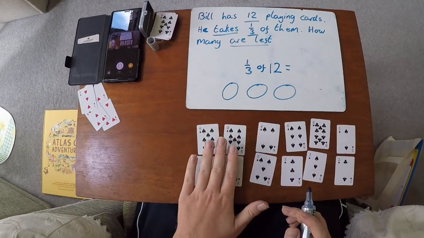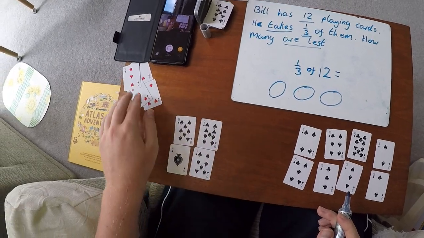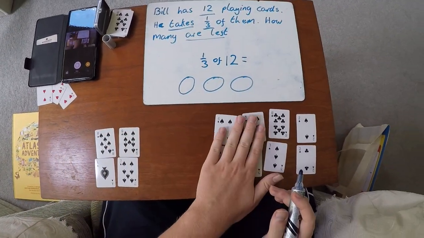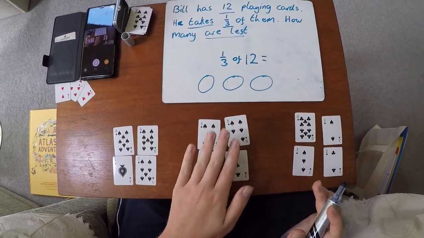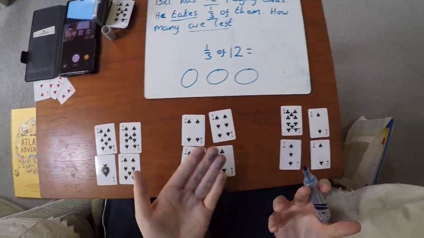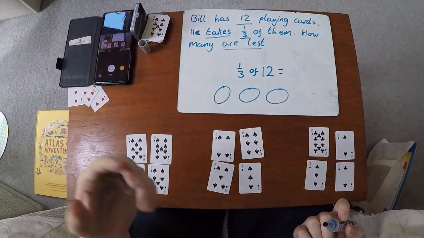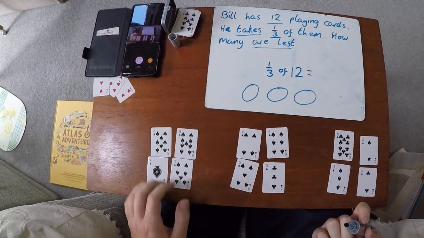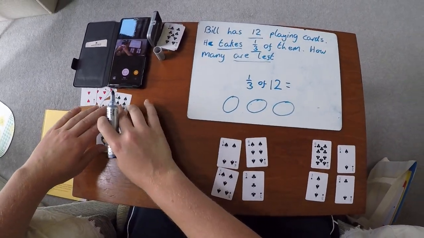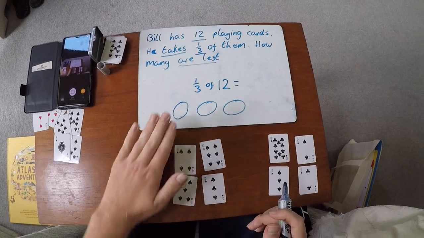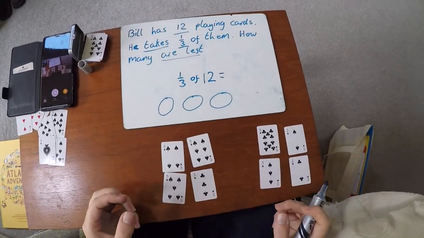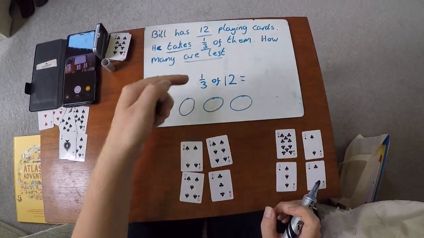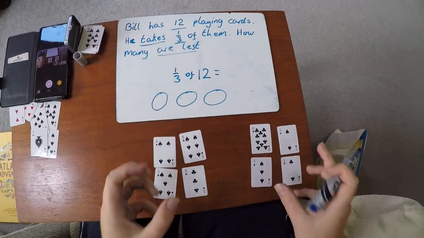Just going to draw those there. I'm going to split and think, right, I've got a group here. Forget those red ones. I've got a group here, and I've got a group here. Right, there's my three equal groups. They've all got four in them. So he's taken 1/3 of them, so I can get rid of 1/3, or one of those groups. And think, how many cards have I got left of my 12? Well, 1/3 was that four. How many have I got left?